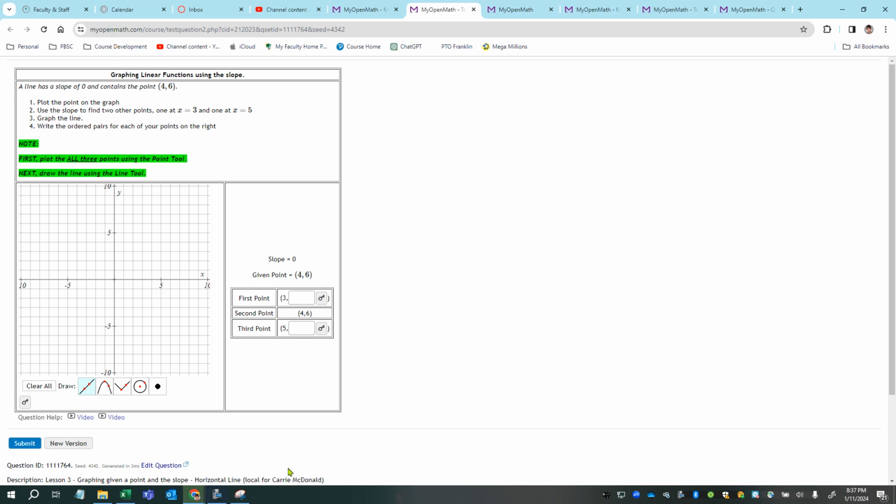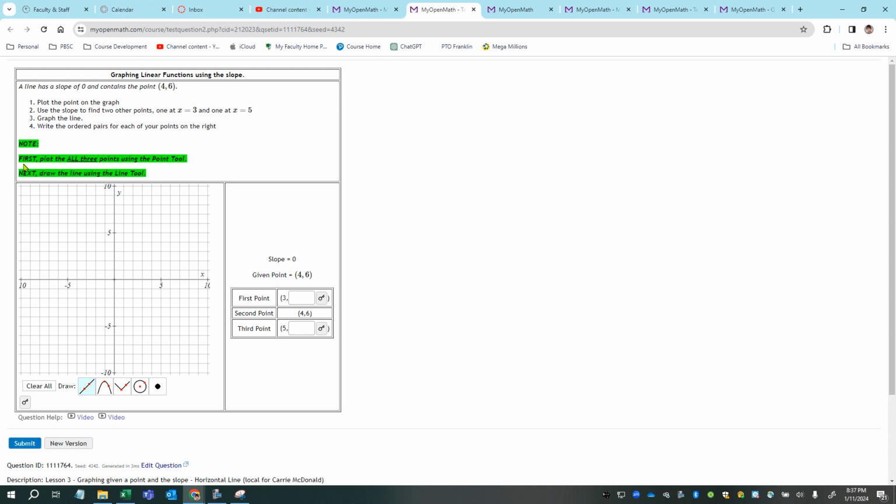Here we are asked to plot the line that has a slope of 0 and contains the point (4, 6). First, we're going to plot the point on the graph, then we're going to use the slope to find two other points, one at x equals 3 and one at x equals 5, and then we're going to graph the line and write the ordered pairs for each of my points.